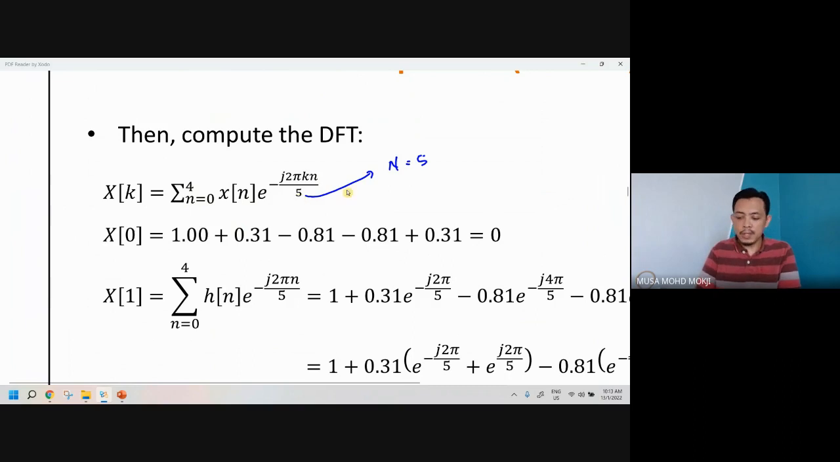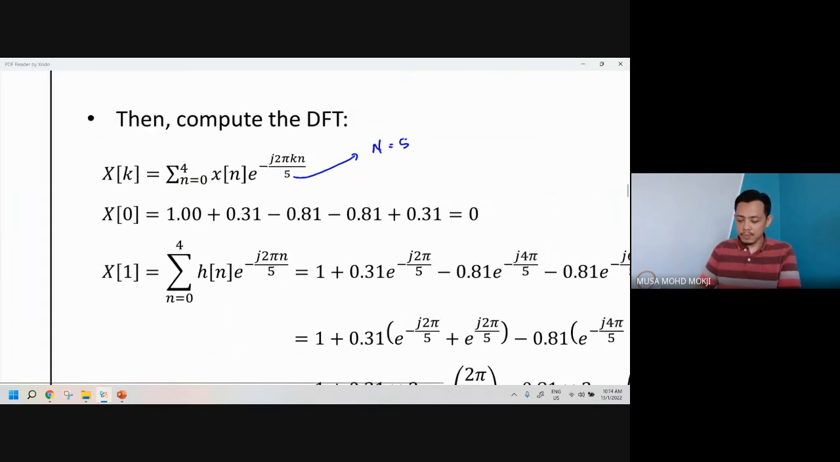So why do we pick N equals 5? Because this is actually the minimum value of N that we can choose, because the length of the time domain signal is 5. So N is minimum 5. Of course, you can pick N greater than 5. The higher the value of N, the better the representation actually. But because this is just an example, we're going to look at that one.